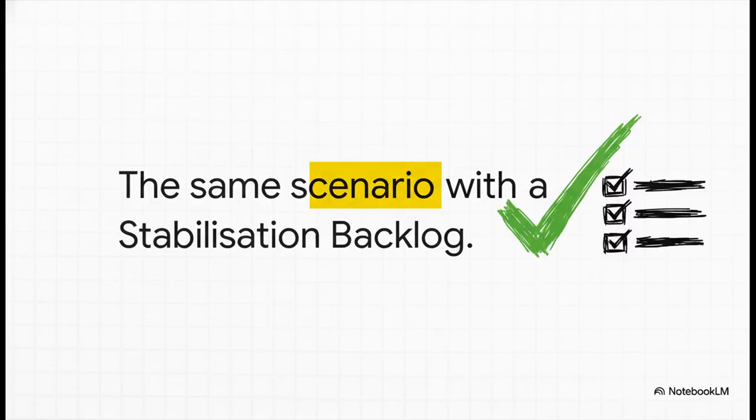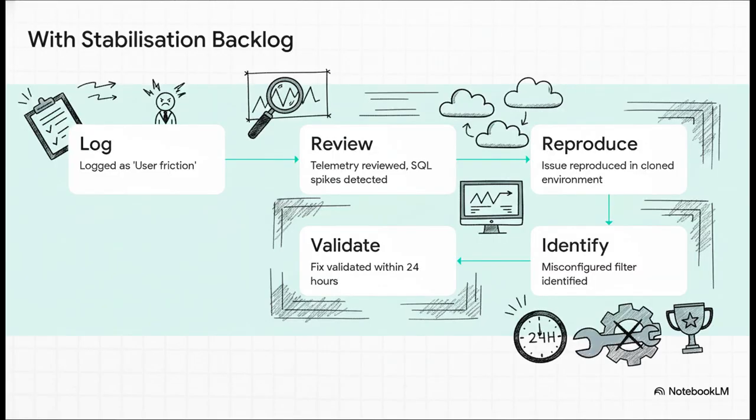All right, now let's hit rewind and run that exact same scenario through our new process, this time with a stabilization backlog in place. The incident is immediately logged in the right place, under user friction. The team reviews the telemetry, and boom, they instantly see some SQL query spikes. They reproduce the issue in a safe, cloned environment, and that leads them directly to a misconfigured filter. A fix is developed, tested, and validated all within 24 hours.